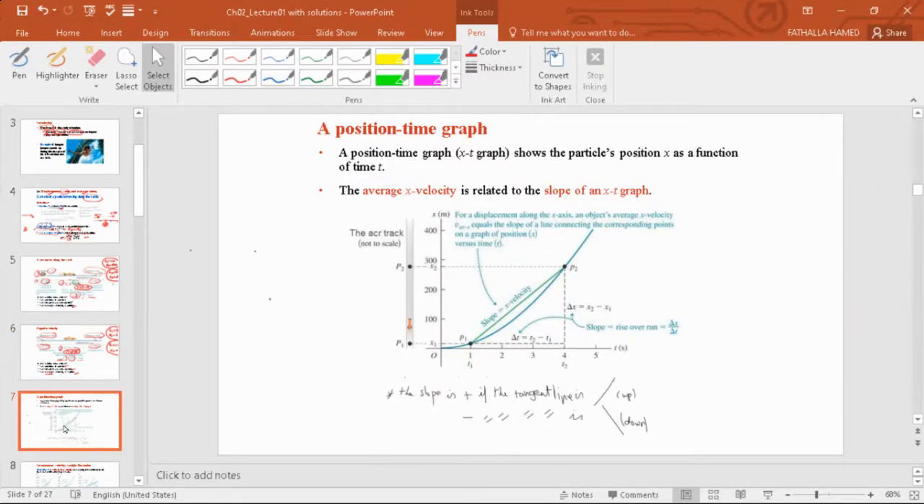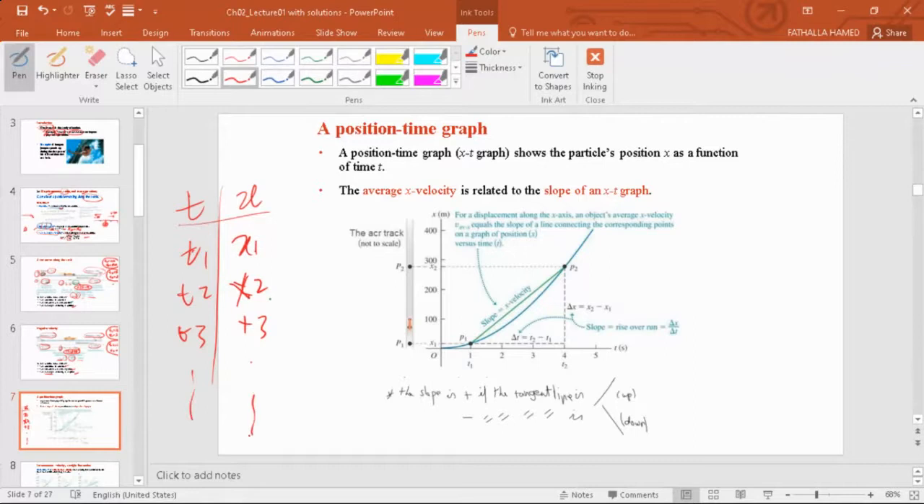So now we only took two positions, but in general, you can basically describe your motion by taking a table, and this is your t, and this is your x, and you can basically look at the time and you measure x. So you can say this is t1, x1, t2, x2, t3, x3, and so on. Okay.